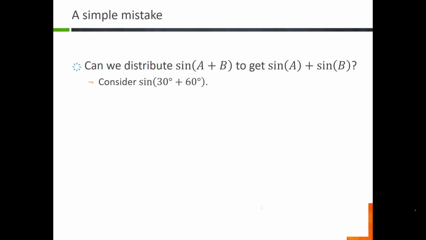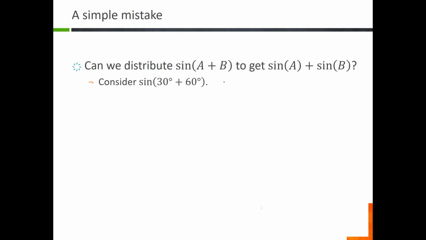So in other words, if you had the sine of a plus b, where a and b are just two numbers, is it possible to rewrite sine of a plus b as the sine of a plus the sine of b? So can you split it apart and distribute the sine? To do that, I just want to look at a simple example here. We want to look at the sine of 30 degrees plus the sine of 60 degrees.